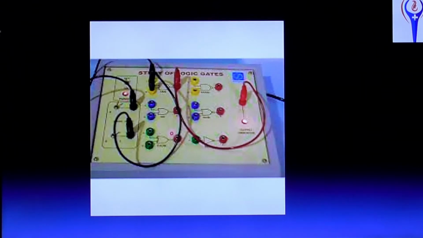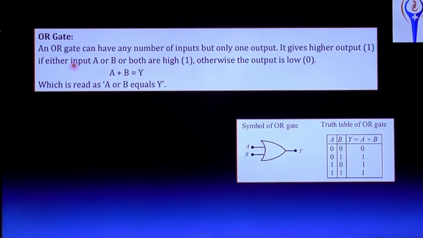How is it functioning? And this is the OR gate. An OR gate can have any number of inputs but only one output. It gives a high output 1 if either input A or B, or both, are high, otherwise the output is low. See, any one may be high or both are high, then the output will be high as 1. And if both the inputs are low, then the output will be low.